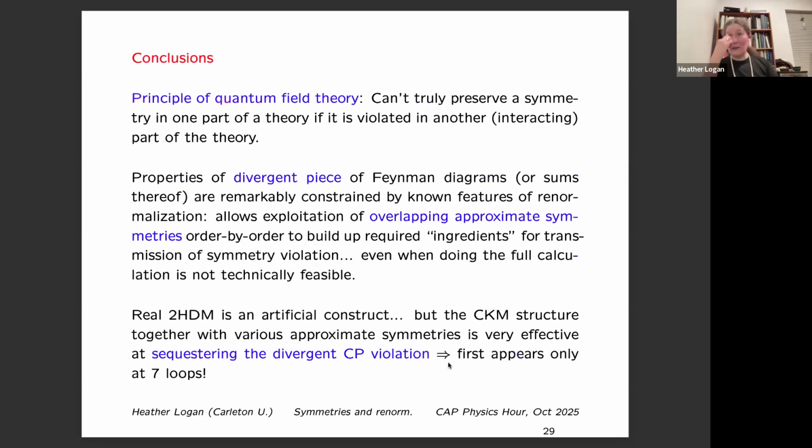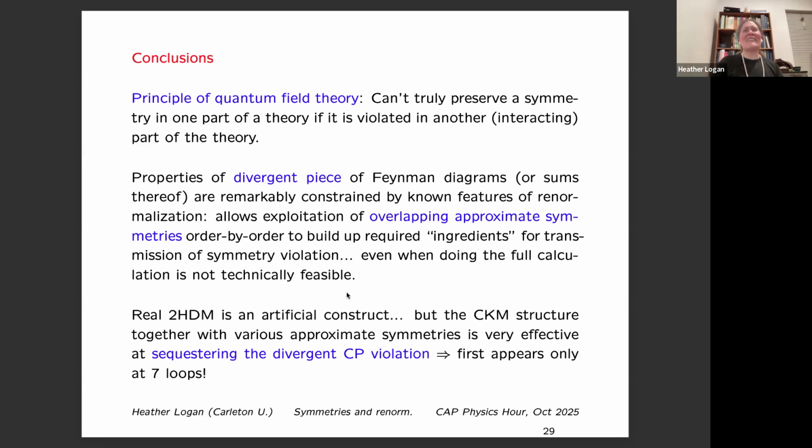All right, so let me conclude. There's a principle of quantum field theory that you can't truly preserve a symmetry in one part of the theory if it's violated in another part of the theory. And you can use the features of bits of quantum field theory, like the properties of the divergences of Feynman diagrams and overlapping approximate symmetries, to build up what are the required ingredients for such symmetry violation to transmit from one part of the theory to another, even when doing the full calculation is basically technologically impossible at this stage.